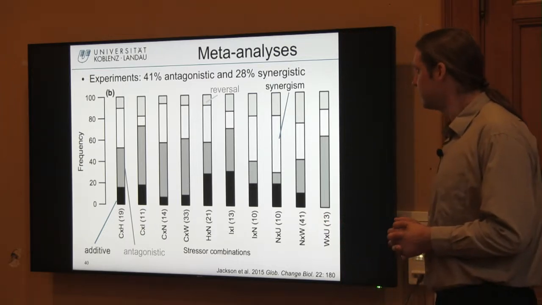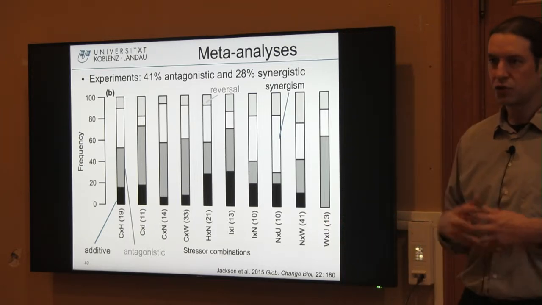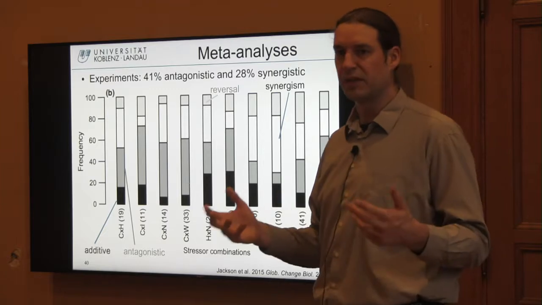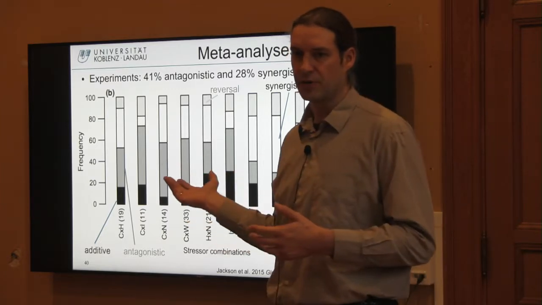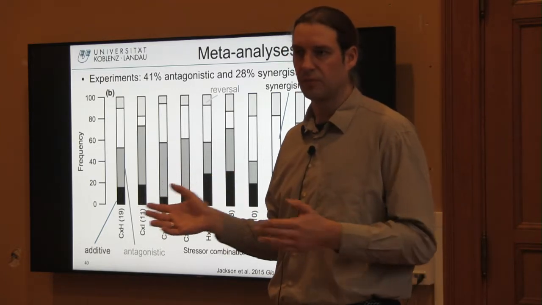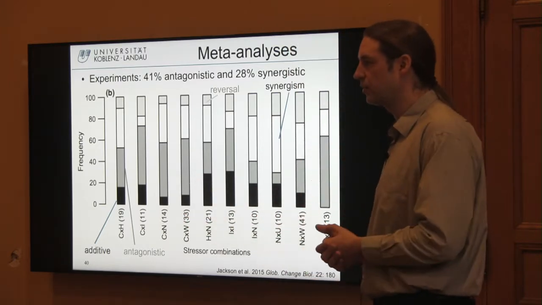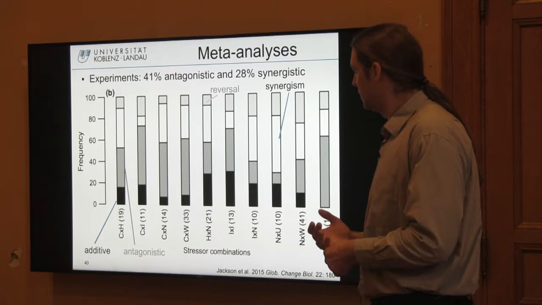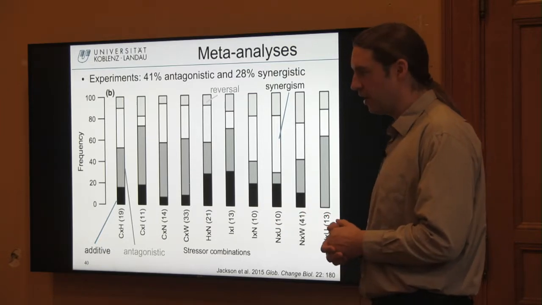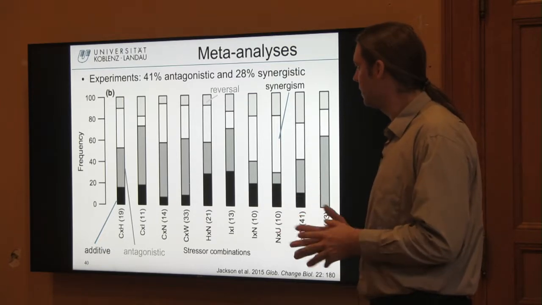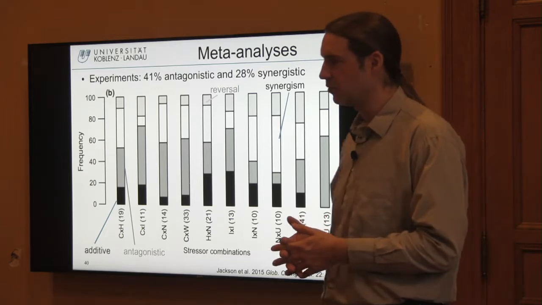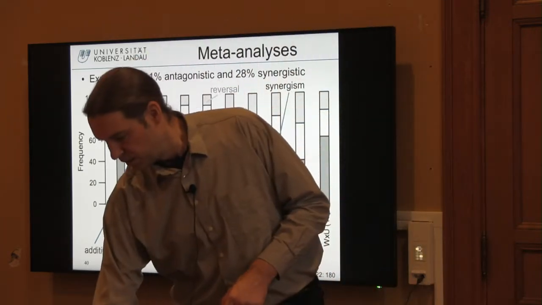Because if you think about what we should do as scientists, be predictive, that means we can't predict much. If we are asked what happens in the ecological system if these stressors co-occur, we can say, well, in 20% of cases we can predict it, in the other 80% we can't. We don't really know what's going on.